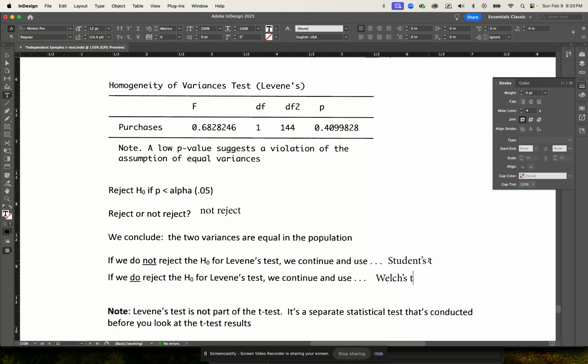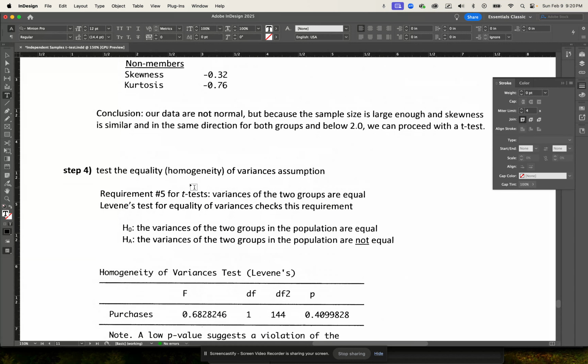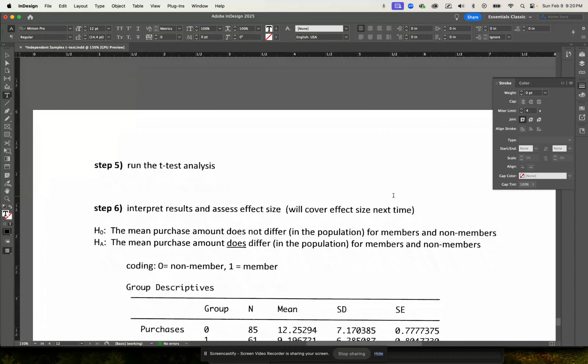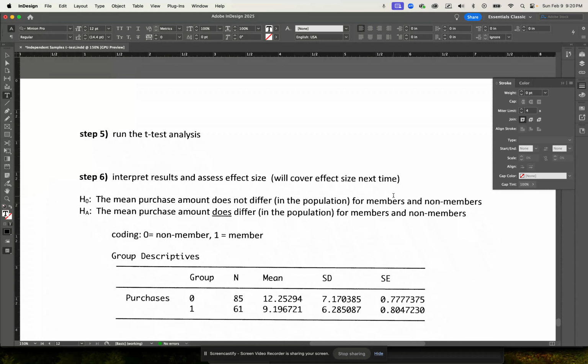Now, one thing to remember, Levene's test is not part of the t-test. It's a whole separate test, but it has to be done to check for this equality or homogeneity of variances assumption. So in this case, we can move forward because we know we will use the student's t. So step 5 would be to run the t-test analysis and then interpret the results.